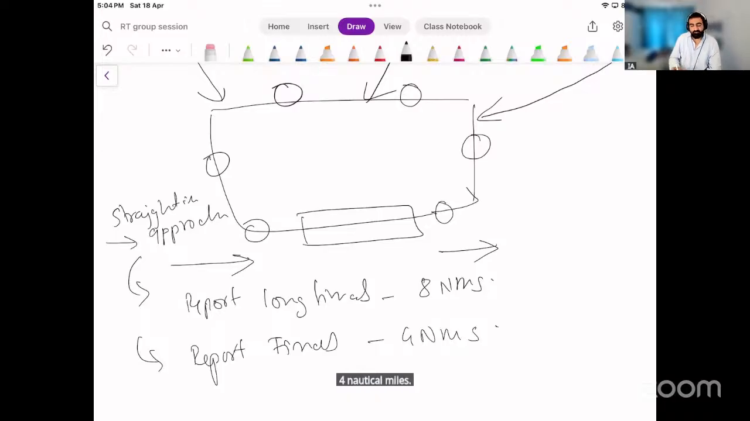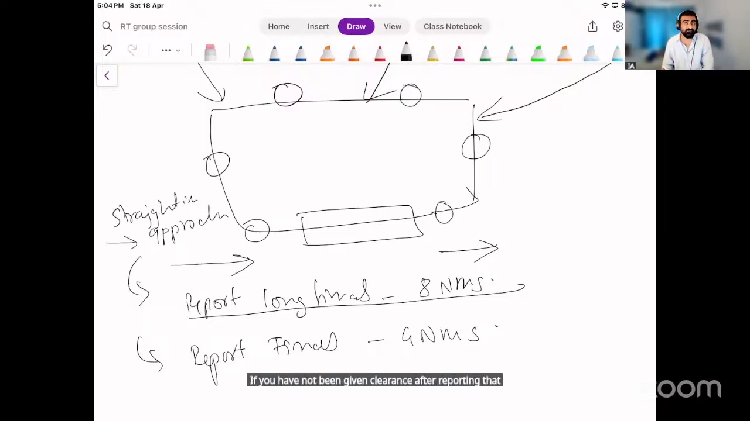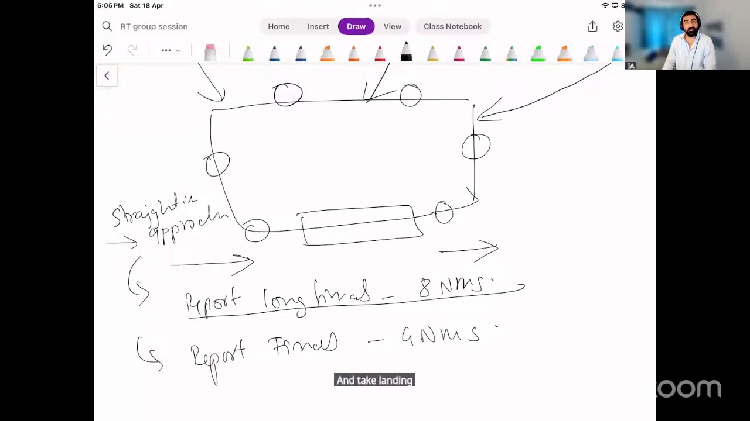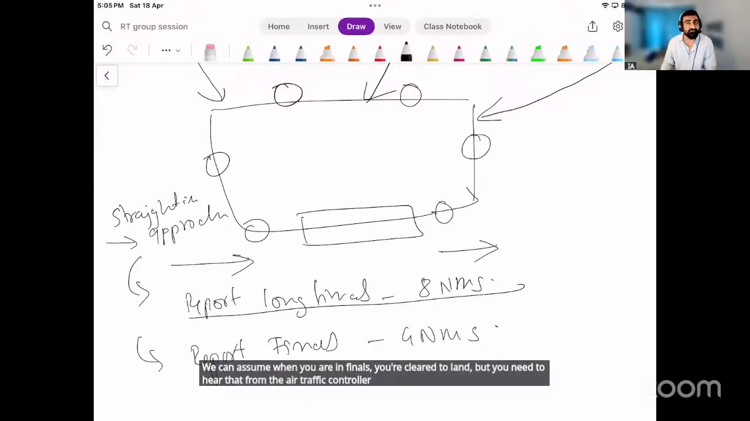You might not be given clearance to land on long finals if you have not been given clearance after reporting that you are on long finals runway 27. Then you again mention that you're on finals runway 27 and take landing approval, or you might be given approval directly. We can assume when you're on finals, you're cleared to land, but you need to hear that from the air traffic controller after you have updated them that you are on finals.